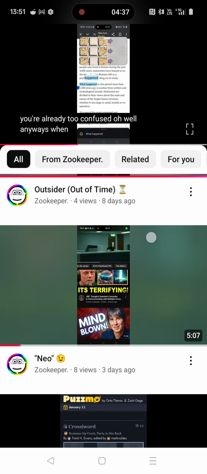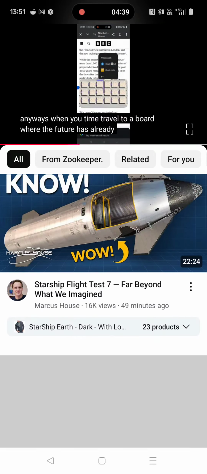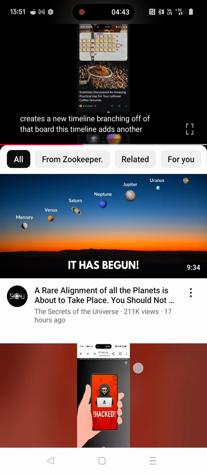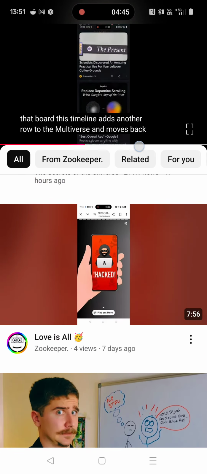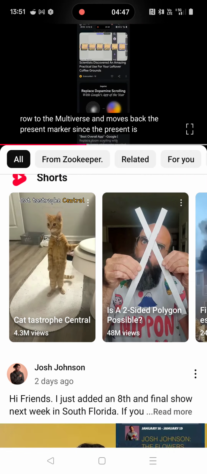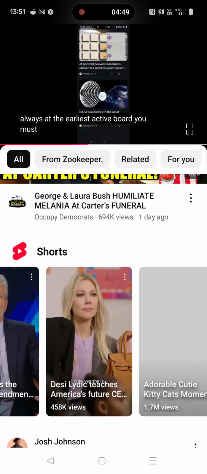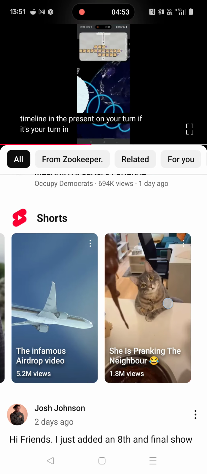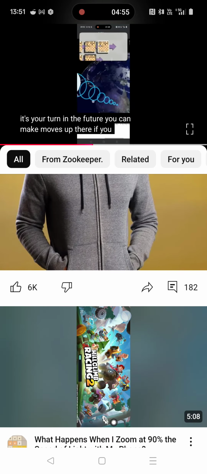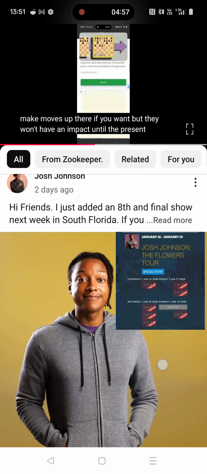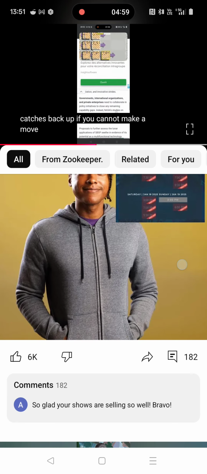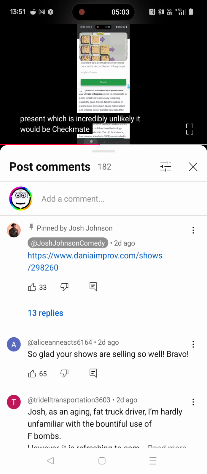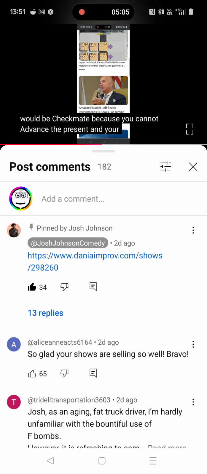Oh well, anyways, when you time travel to a board where the future has already happened, it creates a new timeline branching off of that board. This timeline adds another row to the multiverse and moves back the present marker, since the present is always at the earliest active board. You must always make a move in every timeline in the present on your turn. If it's your turn in the future, you can make moves up there if you want, but they won't have an impact until the present catches back up. If you cannot make a move in one of these timelines in the present, which is incredibly unlikely, it would be checkmate because you cannot advance the present and your opponent would win.